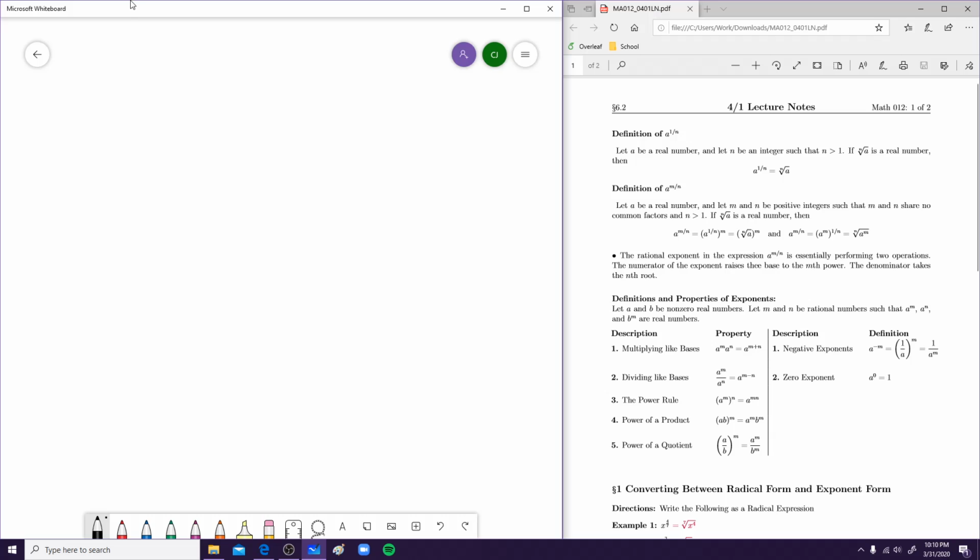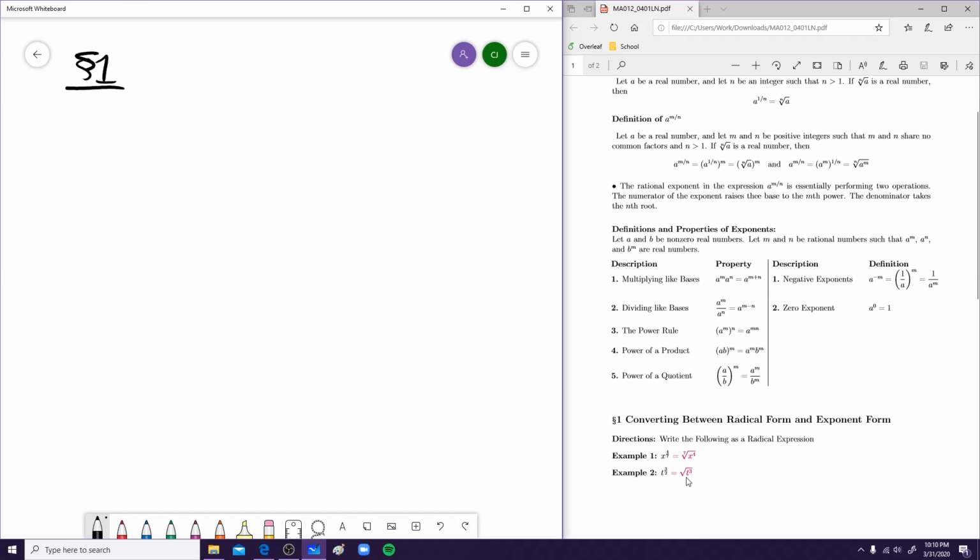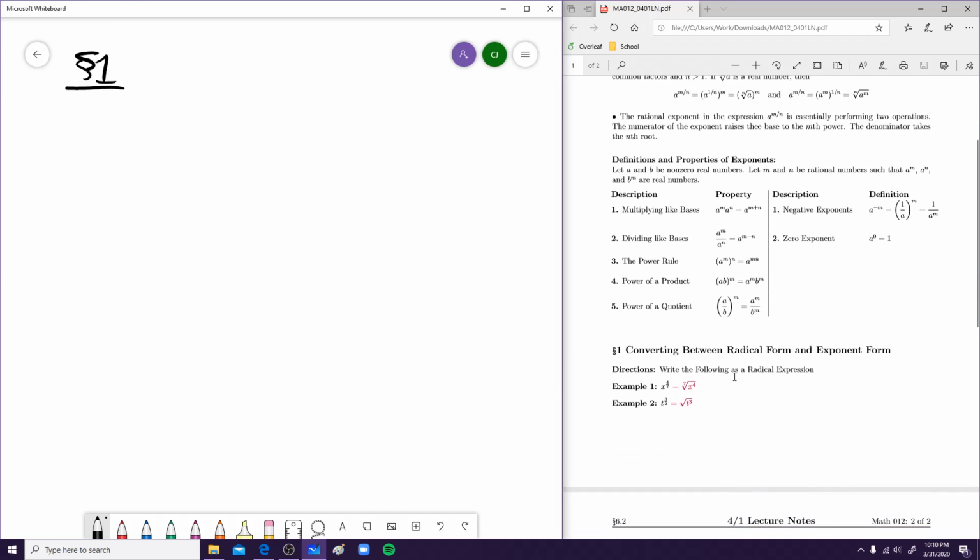But let's go ahead and start on the first topic of the day, which is converting between radical form and exponent form. So the very first example, the directions in this section say: write the following as a radical expression. So let's do example 1. We have x to the 4/7, and I want to rewrite this in radical form. How do I do that?